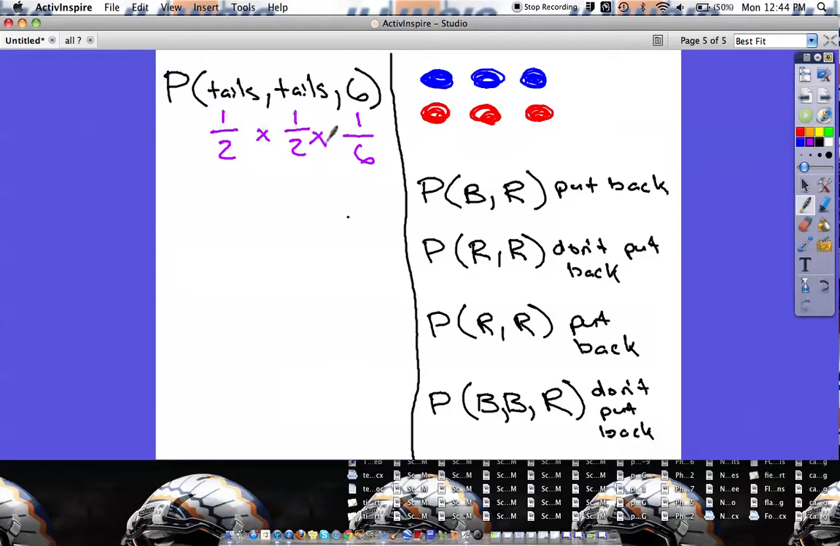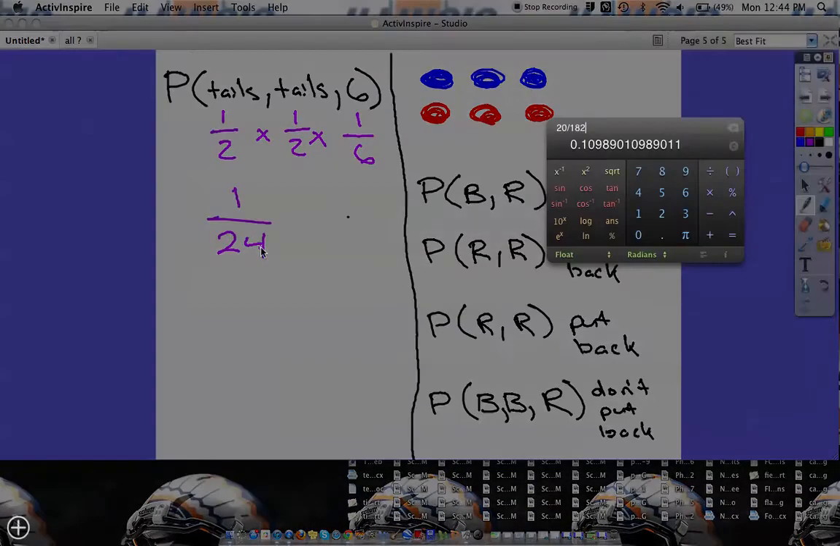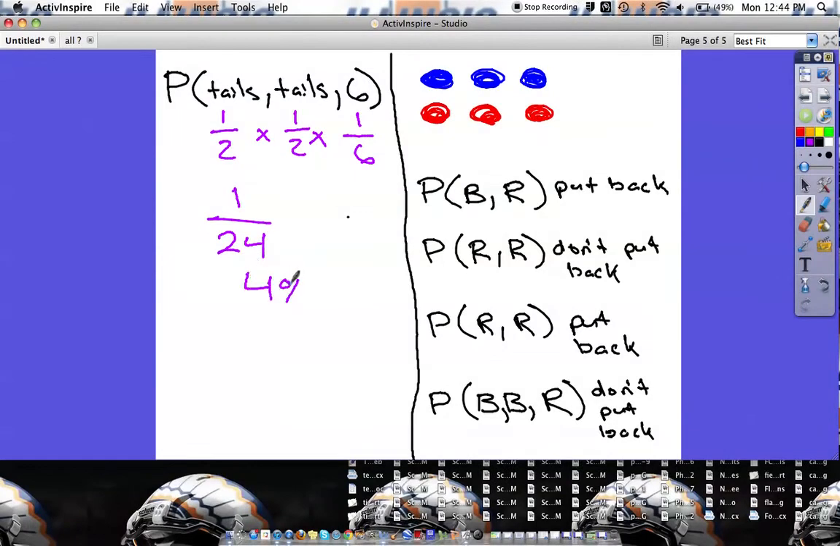So if we multiply those all together, that would be 1, and then 2 times 2 would be 4, times 6 is 1/24th. And then if we were to change that to a percentage, it's going to be probably around 4% somewhere. 1 out of 24 is about 4%. So we could put 4% down, so we're saying we have a 4% chance of flipping a coin and getting tails, then flipping a coin and getting tails, then rolling a dice and getting 6, a 4% chance.